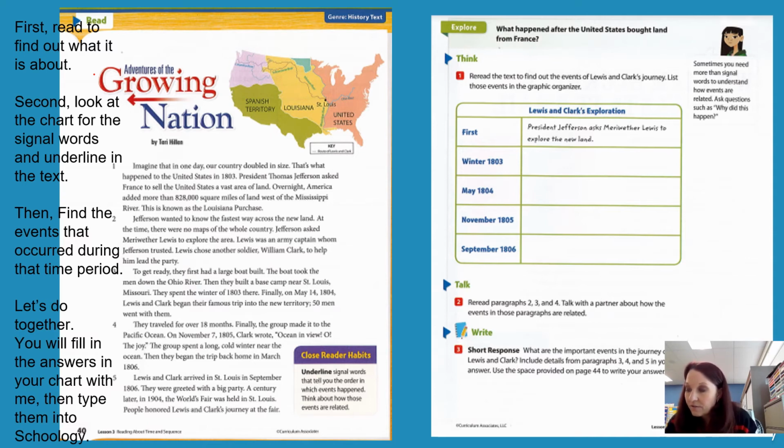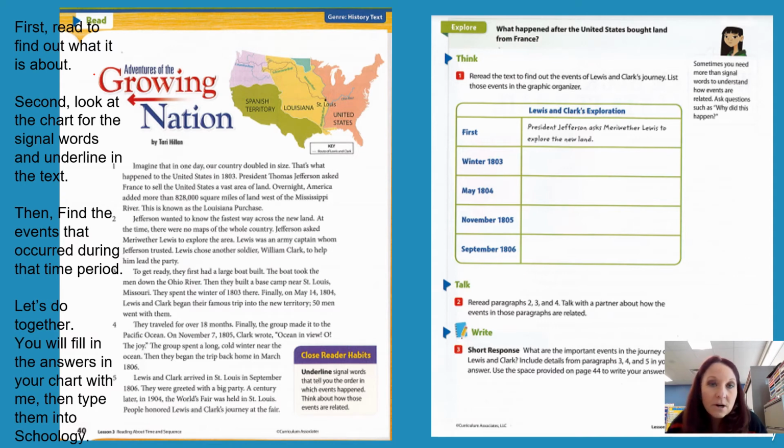The title is Adventures of the Growing Nation. Imagine that in one day our country doubled in size. That's what happened to the United States in 1803. President Thomas Jefferson asked France, another country across the ocean, to sell the United States a vast area of land. Overnight, America added more than 828,000 square miles of land west of the Mississippi River. This is known as the Louisiana Purchase.